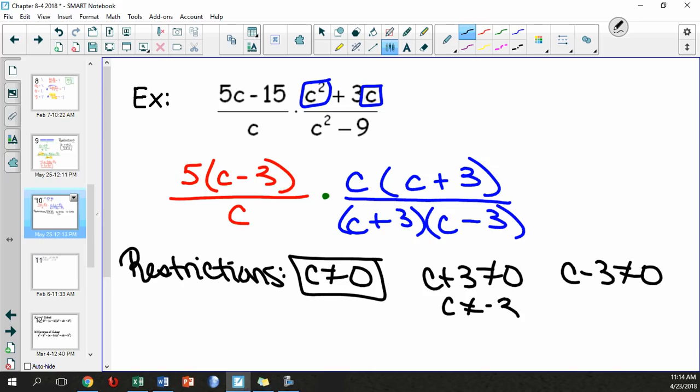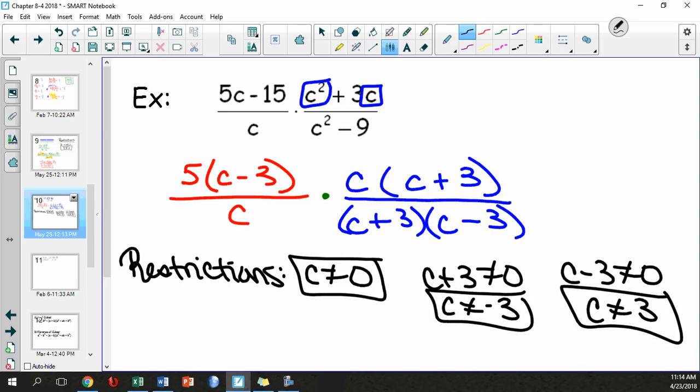So C cannot be negative 3. And C cannot be positive 3. I took each and every denominator, didn't I? Whether it was in the first fraction or the second fraction, it didn't matter.